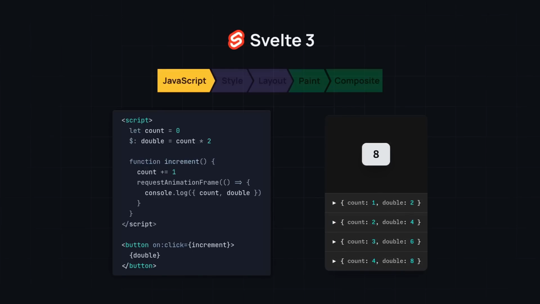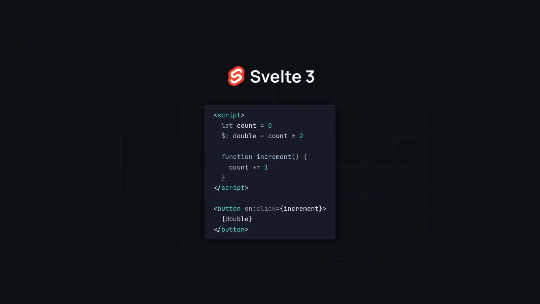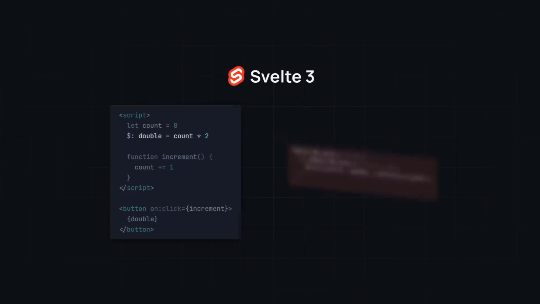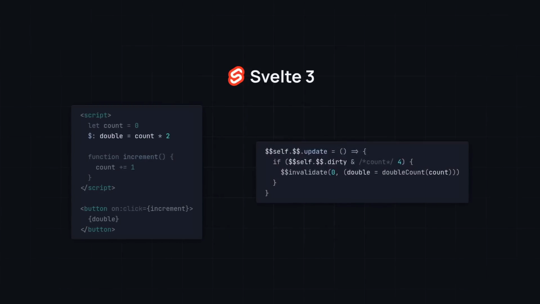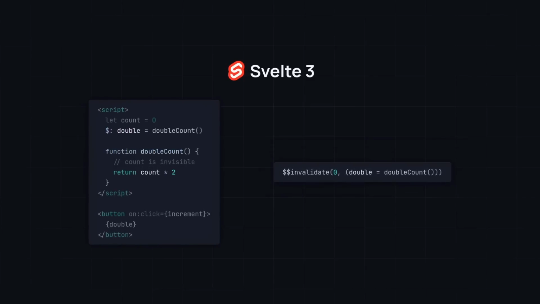And this sort of gotcha is what Svelte 5 is trying to improve on. We can actually see how reactivity in Svelte 3 works by looking at the compiled output of $: double = count * 2. We can see that Svelte created this update function which has this invalidate function. You don't really have to understand how the code works, but if we try to move the count value inside of the double count function, our reactivity breaks because the compiler can't see the value. It can't reach inside of the function to update it.